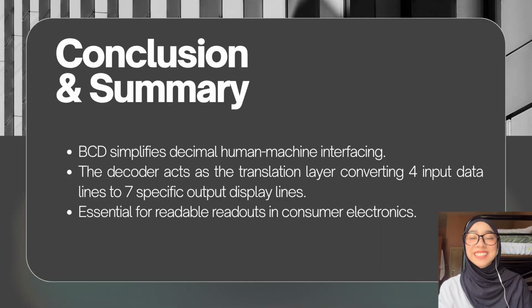So lastly is the conclusion and summary. BCD simplifies decimal human-machine interfacing, and the decoder acts as the translation layer, converting 4 input data lines to 7 specific output display lines. So it is essential for readable readouts in consumer electronics.